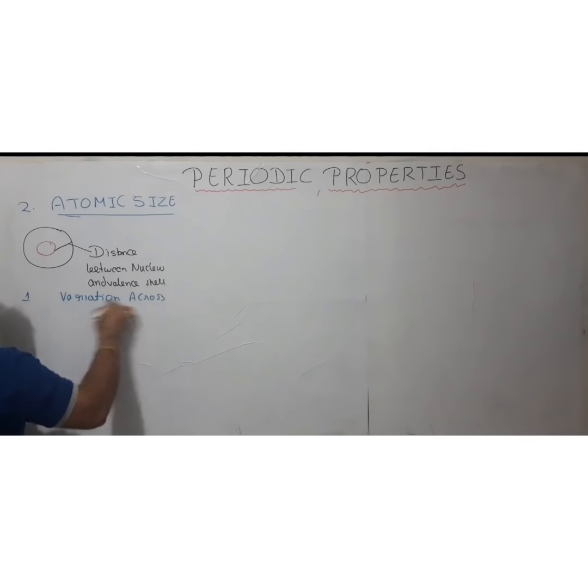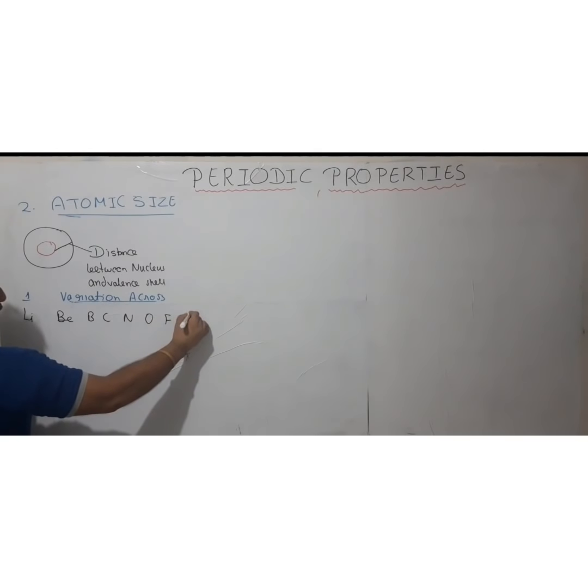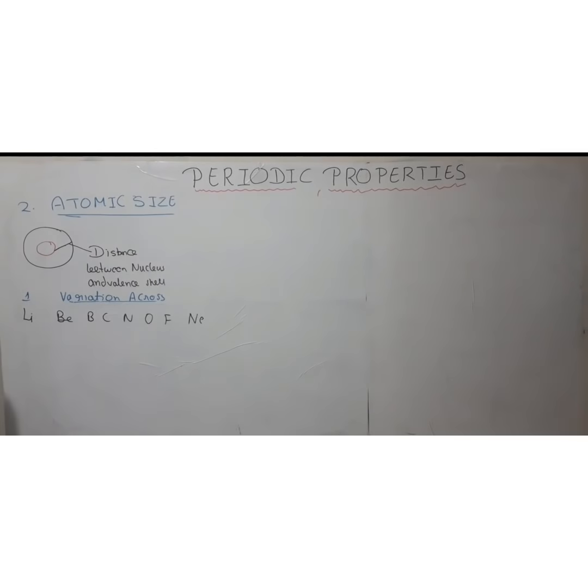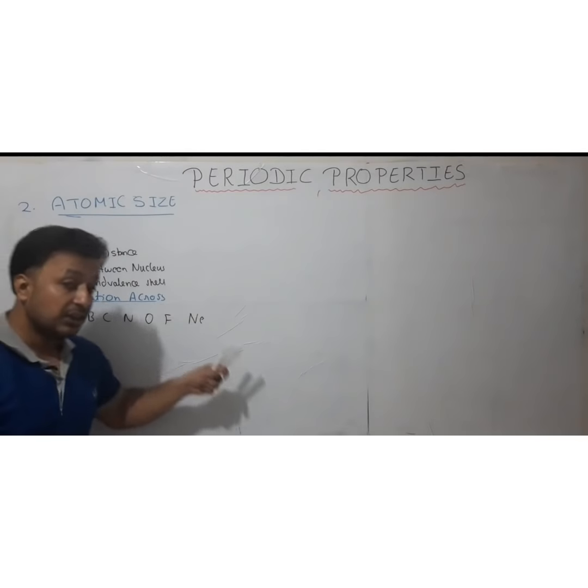across the period. How is this property going to vary across the period? Again we are going to use the example of the second period, that is lithium, and after lithium you all know the next elements are beryllium, boron, carbon, nitrogen, oxygen, fluorine and neon. Now we know, as we have done, that when we move across the period, the number of shells is the same, but the number of electrons increases by 1, which increases the nuclear charge.